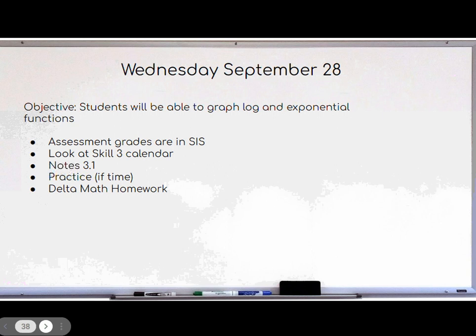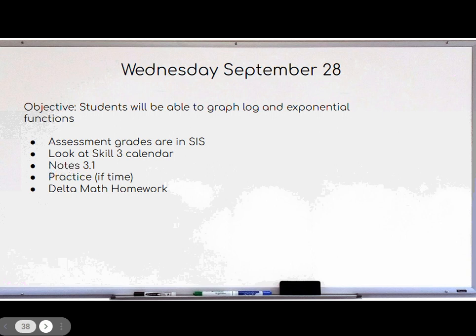We're going to talk about our skill 3 timeline here. I put it in calendar form because October is such a hot mess with days off and weird things happening like PSAT. I see you on a Friday, I don't see you again until the following Friday. It's just wacky. So we are doing 3-1 today, which is graphing logs and exponentials.